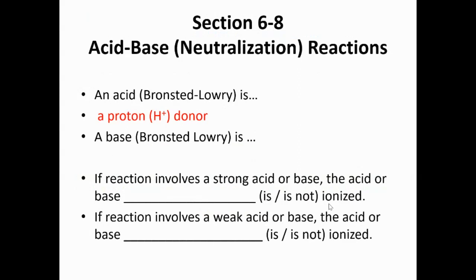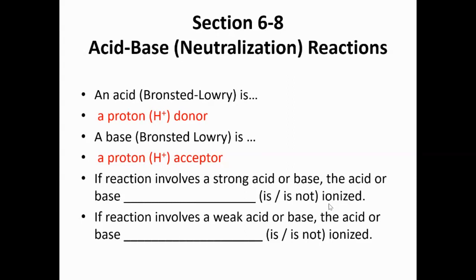We're going to look at acid-base reactions. An acid is a proton or H+ donor in Bronsted-Lowry theory. A base is a proton acceptor. That's different than the Arrhenius definitions, which are an acid is a hydronium producer and a base is a hydroxide producer. With the Bronsted-Lowry definition, we're passing a proton, H+, from the acid to the base.